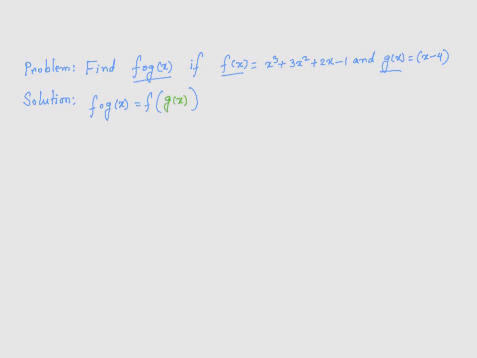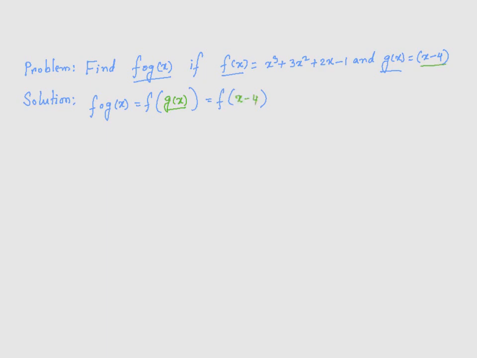So this means that we are going to evaluate the function g of x first, and whatever we get, that goes as an input to the next function, which is f. Okay, so let's go ahead and do the problem. So in our case, it's going to be f of g of x. My g of x is x minus 4, so I'm going to put x minus 4.